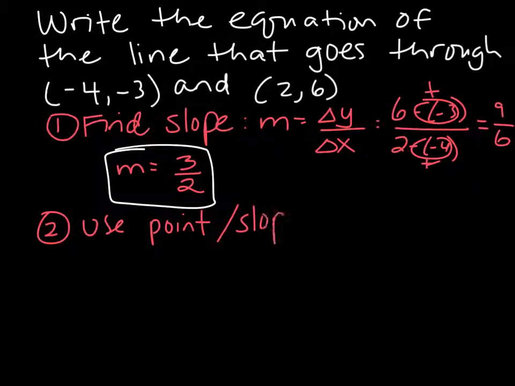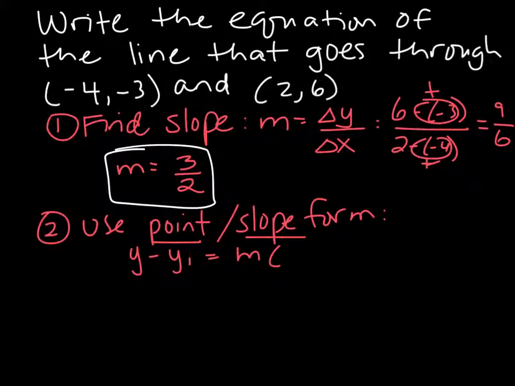Point-slope form is designed for you to plug in a point and a slope and get the equation. So point-slope form looks like this: y minus y1 equals m times x minus x1. I'm just going to circle the things that you're going to plug stuff in for. You're going to plug stuff in for here, here, and here. The plain old x and plain old y stay. That's what gives me my equation.